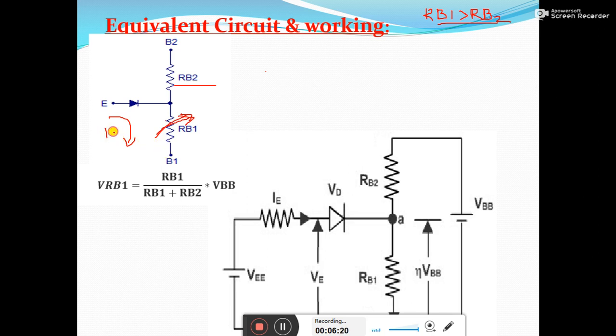So here there is a current called IE. As and when the IE increases, the RB1 value changes. So that's why it is represented with a variable sign here, or you can simply call it a variable resistor whose resistance will be varying.